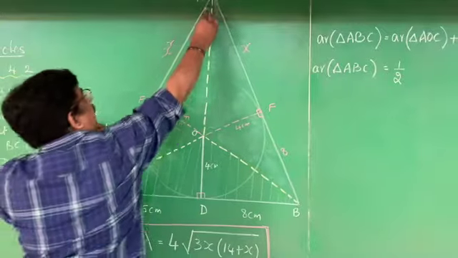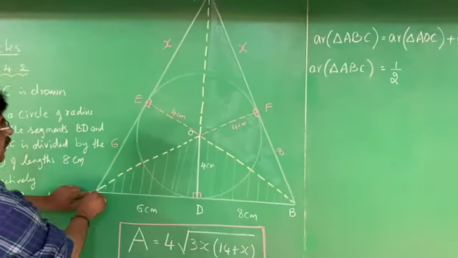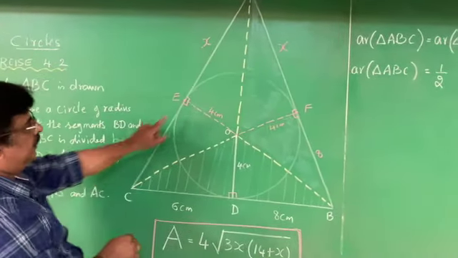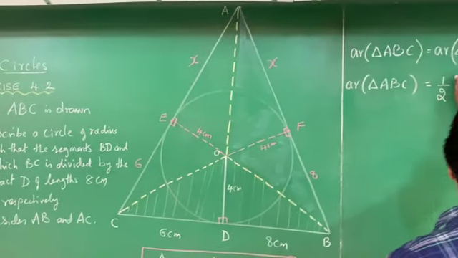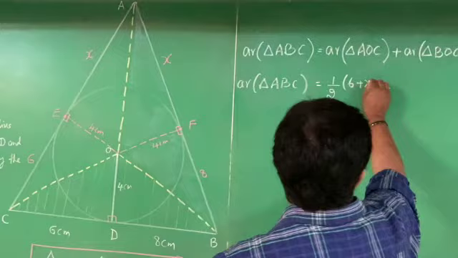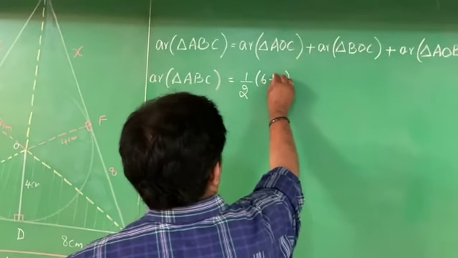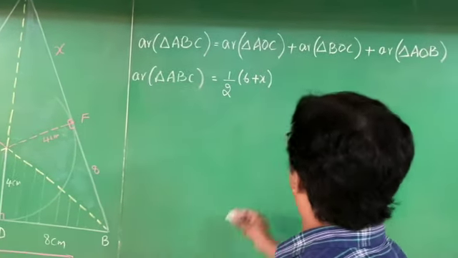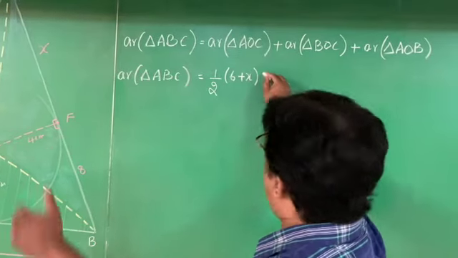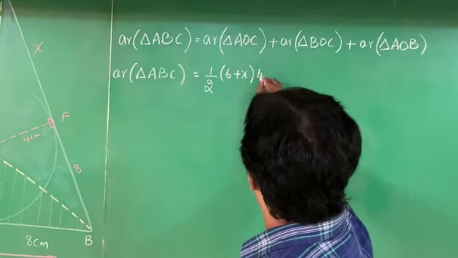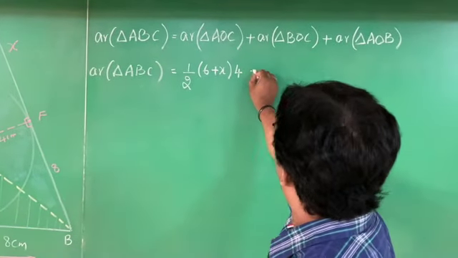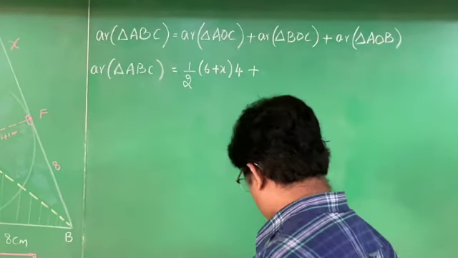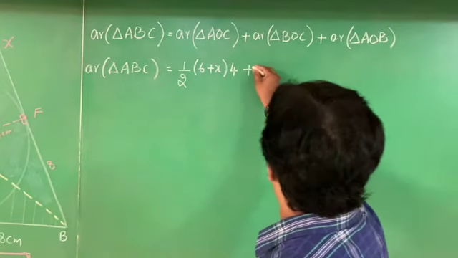AOC. This is the base and this is the height. Half into 6 plus x. What is that 6 plus x? It is the base, into the altitude, that is 4. That is 4. Right? Plus. You may get confused, therefore I change the color. This is plus.